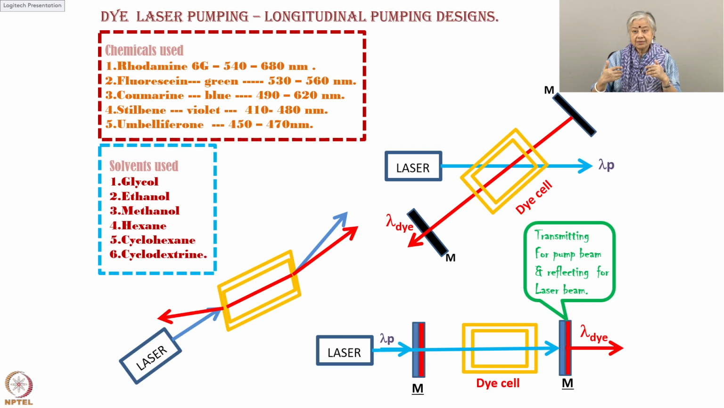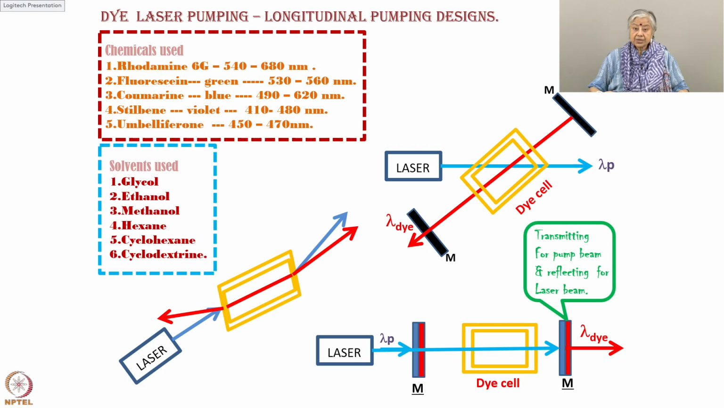So, they have to change the dye, but the rest of your system in your laboratory remains more or less the same, with slight changes here and there. You have to devise a dye cell in which you can change these dyes and the solution very easily. The solvents used are glycol, ethanol, methanol, hexane, cyclohexane. These are all the solvents which are used depending on the dye you are using, the one that is a good solute for that particular dye. So, it is a kind of liquid laser, if you can see.